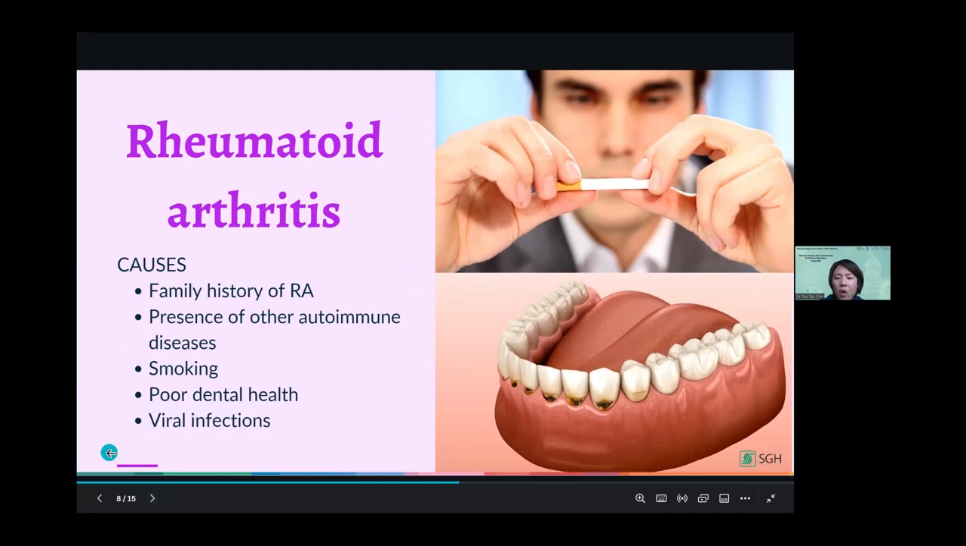The exact cause of rheumatoid arthritis is unknown until now, but certain risk factors are associated with an increased likelihood of developing rheumatoid arthritis. This includes a person having a family history of rheumatoid arthritis or other autoimmune diseases. A person who is smoking can have higher risk of rheumatoid arthritis. A person who has poor dental health can be more predisposed to rheumatoid arthritis. Some viral infections may trigger rheumatoid arthritis later on.